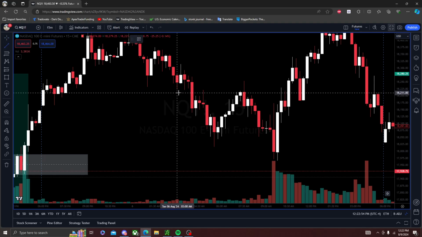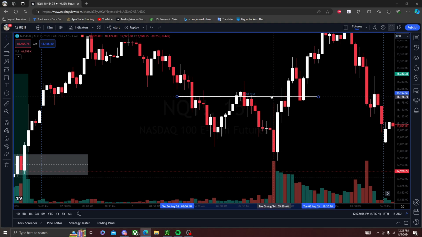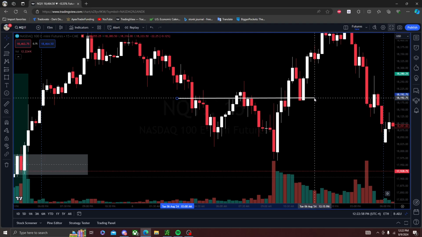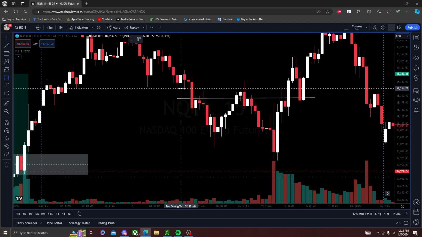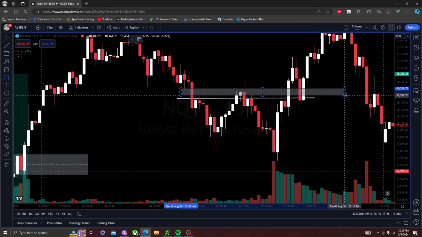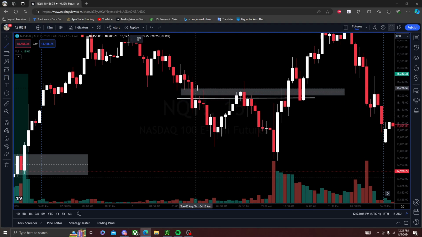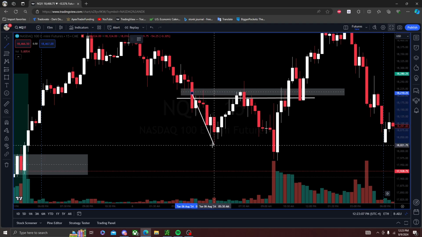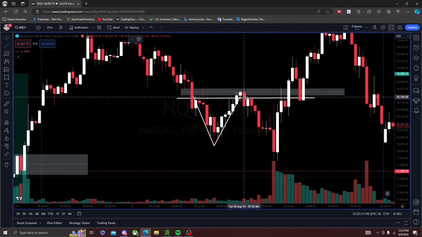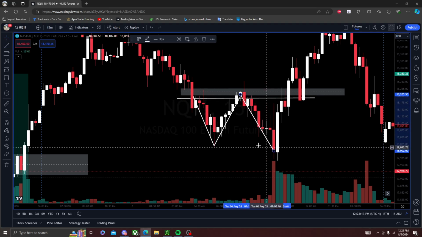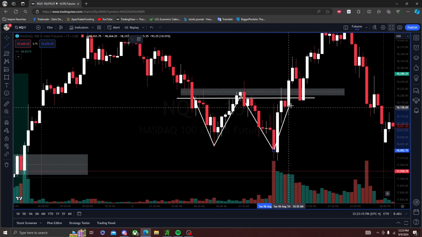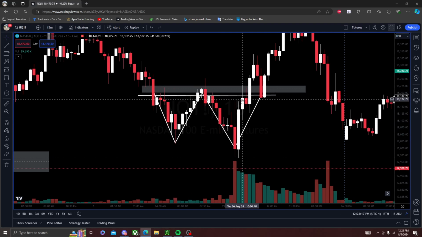So with this one, same exact idea. So you would have your neckline, which is going to be right about here. Same exact thing. We actually have a 15-minute fair value gap right there. We would draw out the McDonald's setup. So this, this, this, right?